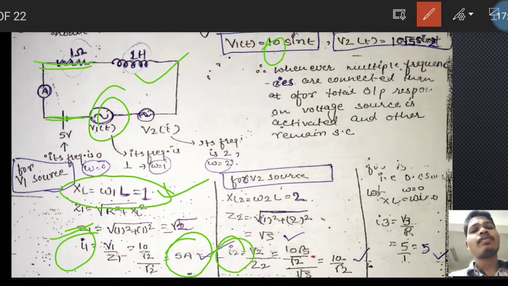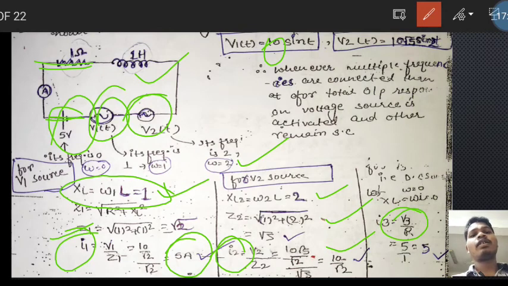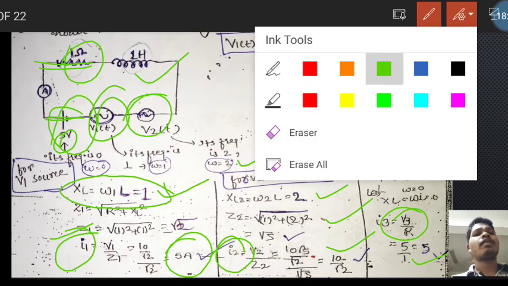Like that, I2: XL in the second case is omega 2 into L. Omega 2 is 2 and L is 1, so multiplication of 2 into 1 is 2, and Z2 is equal to the square root of XL square plus R square, that is 2 square plus 1 square, equal to root 5. After putting this in the equation, we will get 10 divided by root 2 as I2. If we take the DC voltage source, then I3 is equal to V3 divided by R. So V3 is 5 volt, R is 1 ohm. So 5 divided by 1 is 5.